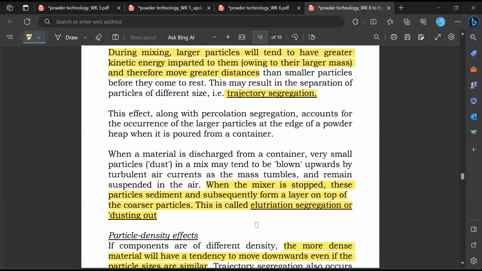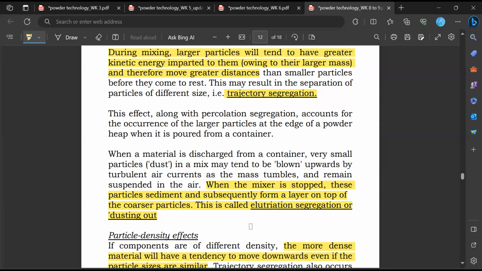Then another type of segregation is elutriation, or dusting out. I think everybody has seen or experienced this: when you pour a powder, the finer particles will not settle, they will actually be blown upwards.